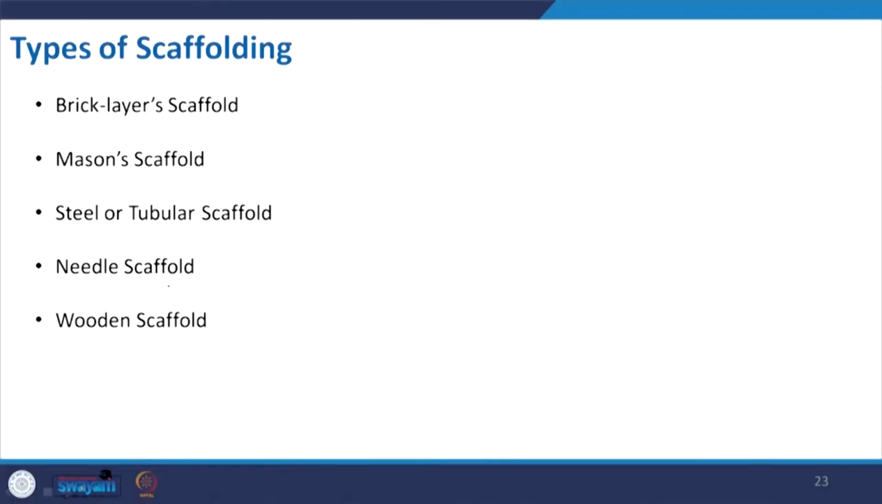If you go to the types of scaffolding, here it is mostly divided into bricklayer scaffold, mason scaffold, steel or tubular scaffold, needle scaffold and wooden scaffold. We will try to understand what exactly they are with some schematic cross sections. The bricklayer scaffold is a very simple one.